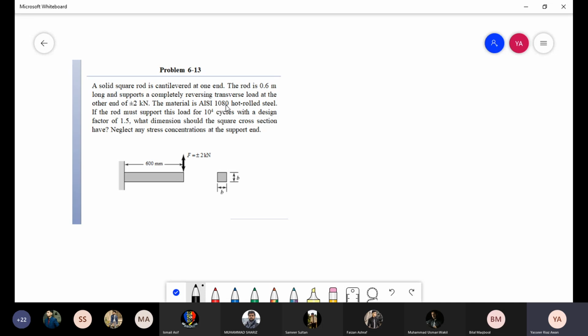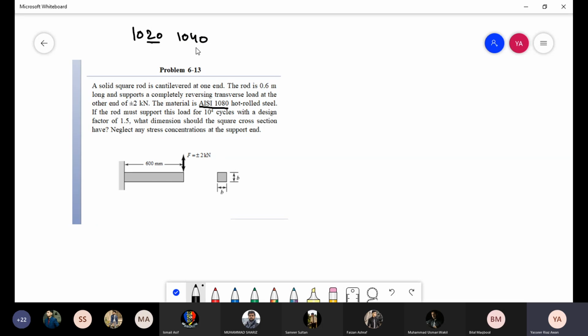Now the material is 1080, so hot rolled steel. 1080 means, again, these are things you should know. I'm repeating it again and again. 1080 means higher carbon content. 80, all the problems we are discussing usually would have 1020, 1040, 1060, 80.